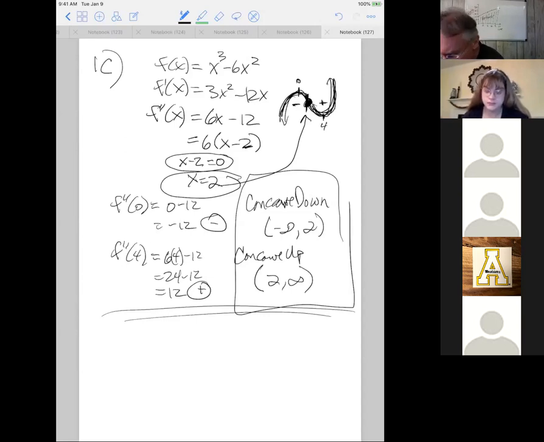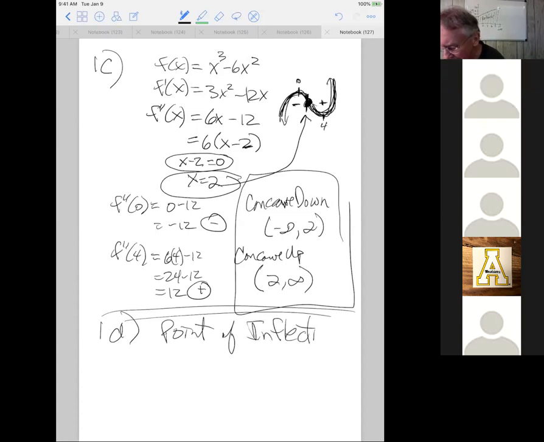All right, 1D. 1D was what's the point of inflection? And that we just determined a second ago. As long as you showed your work somewhere, I accepted it. Actually showing it's a point of inflection, and very few of you did it, so I didn't count this, is you verify that it's a point of inflection by knowing that it changes sign there. It's concave down to concave up, or concave up to concave down. That indicates that it's a point of inflection, okay?